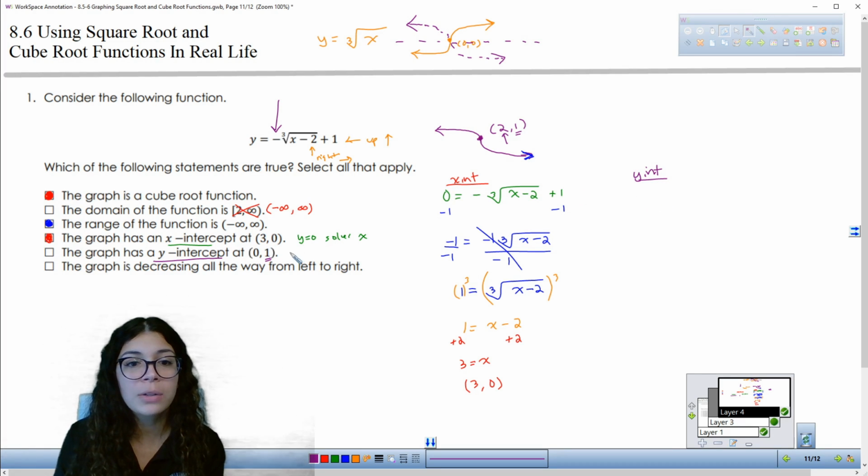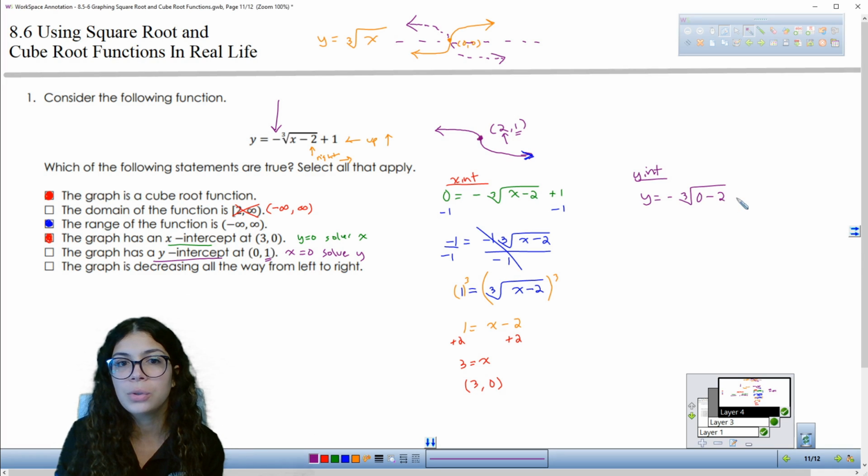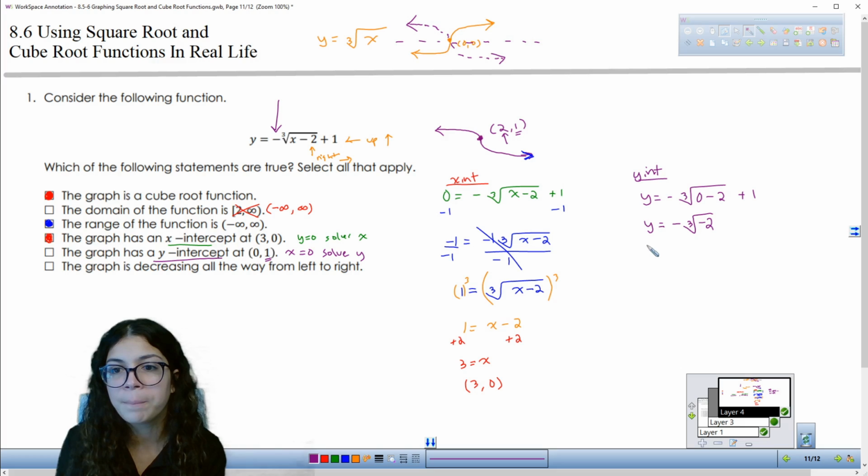Well, the y-intercept is setting x to equal 0 and solving for y. So let's go ahead and do that. y equals negative cube root of 0 minus 2 plus 1. Now, 0 minus 2 is -2. Negative cube root of -2. First, the cube root of 2 is not anything special. Well, let's go ahead and bring out the negative. Oops, I forgot to bring down plus 1.